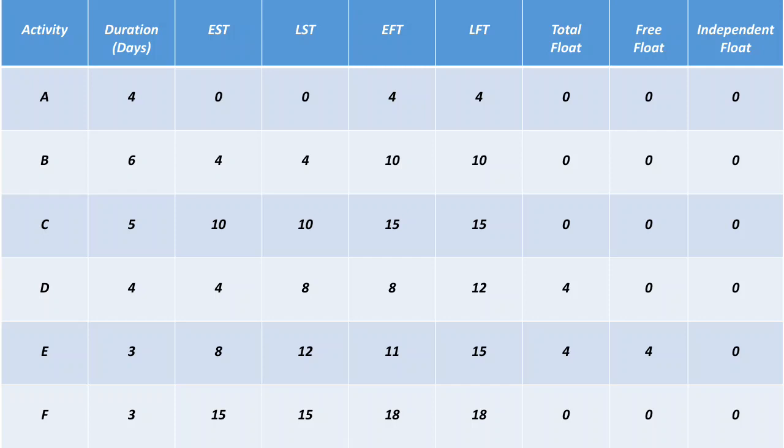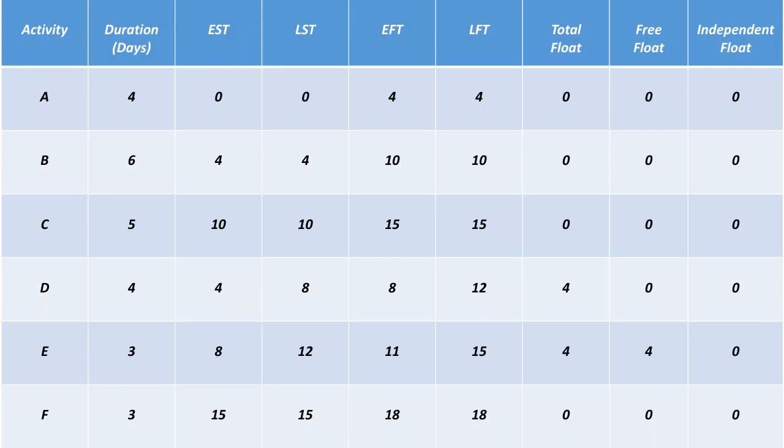So for activity A, EFT equal to 4 plus 0 equals 4. For activity B, 6 plus 4 equal to 10. For activity C, 5 plus 10 equal to 15. For activity D, 4 plus 4 equal to 8. For activity E, 3 plus 8 equal to 11. For activity F, 3 plus 15 equal to 18.